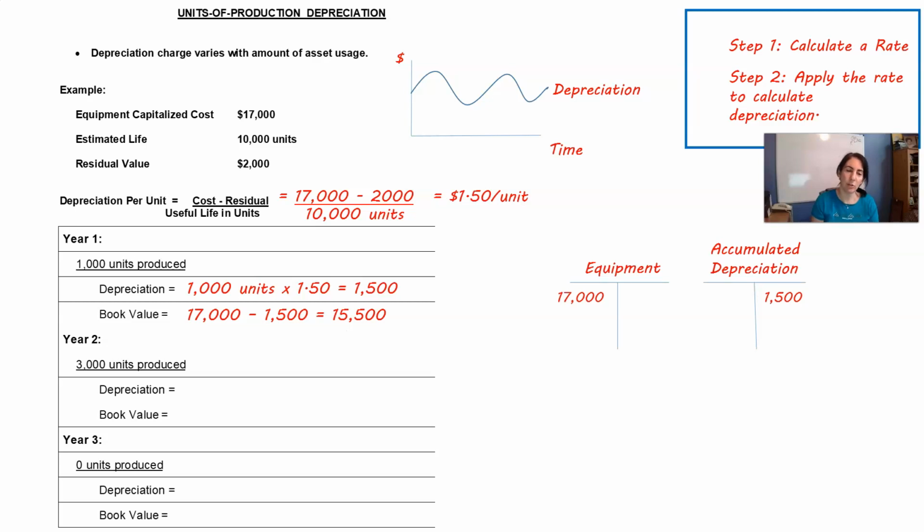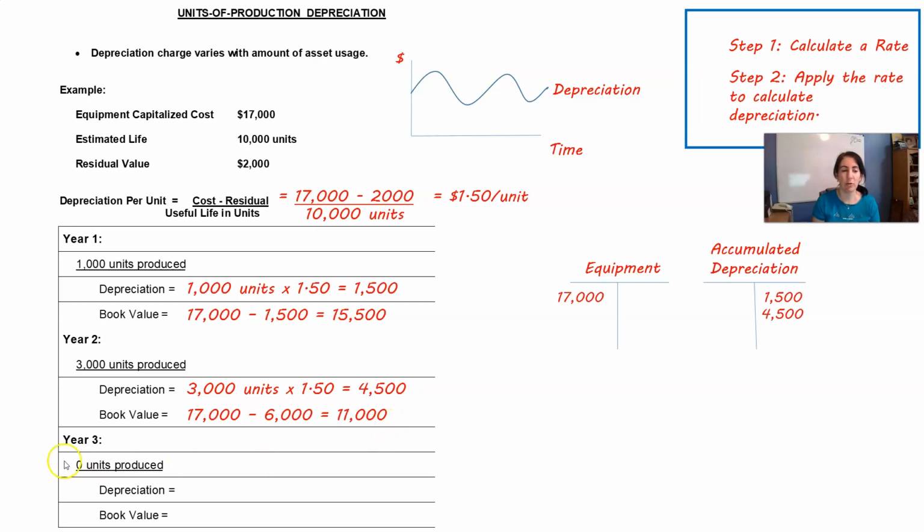All right, so year 2 comes along. We produce 3,000 units. Well, we use this thing a lot more in the second year. So if that's the case, we take 3,000 units times $1.50 a unit, right? There's the rate, $4,500. So there's your 4,500 that goes here. The book value at this point is 17,000 minus the 6,000 we've got here in accumulated depreciation, so it's 11,000.